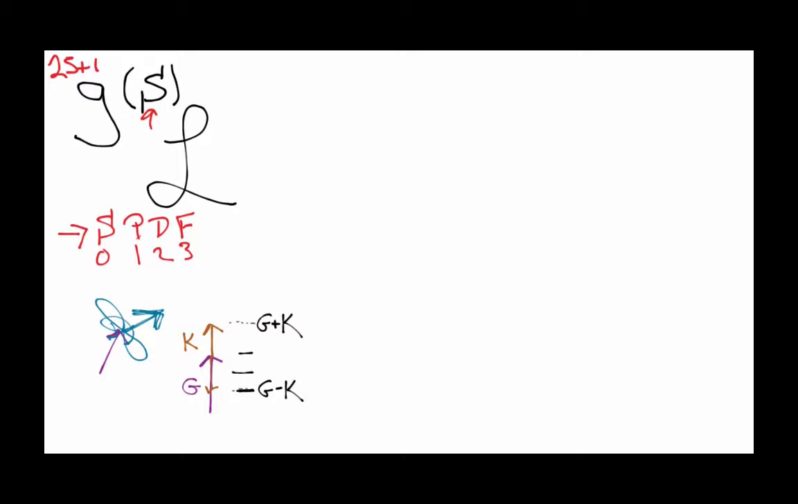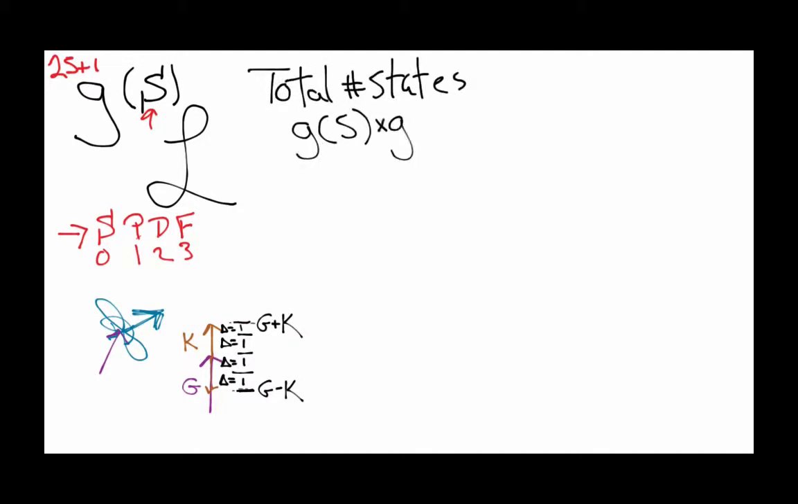And then the quantization rule is they're separated by units of 1. So we go from G minus K, plus 1, etc., all the way to G plus K. That's the appropriate quantization, always times h bar in terms of the z component of the angular momentum. Now, the total number of states here is the product of the spin degeneracy and the orbital angular momentum degeneracy: twice s plus 1 times twice capital L plus 1. That's because the spin and the orbital angular momenta have basically nothing to do with each other right now.